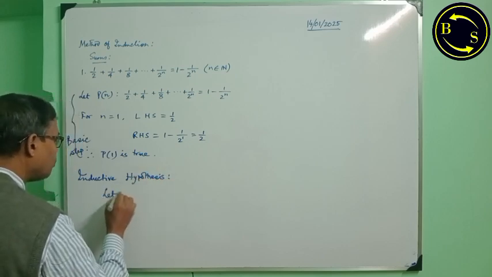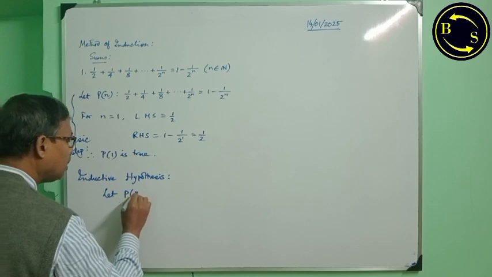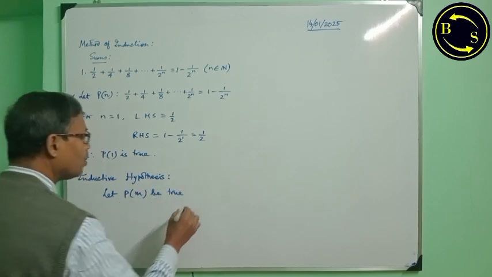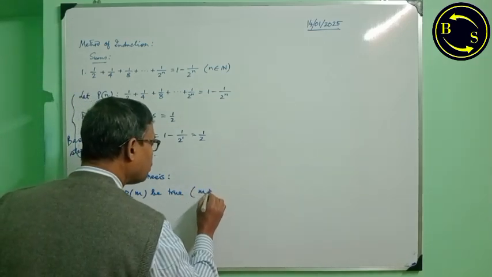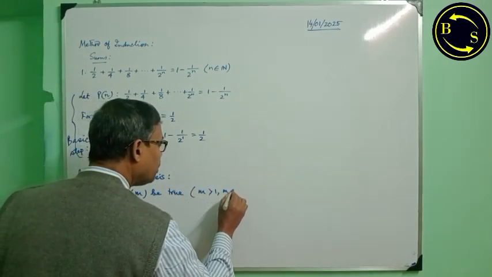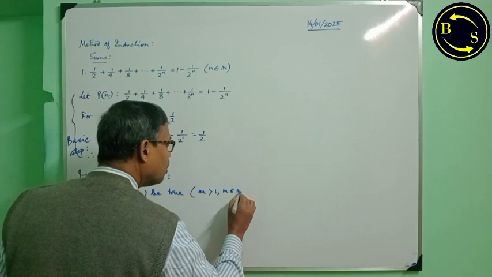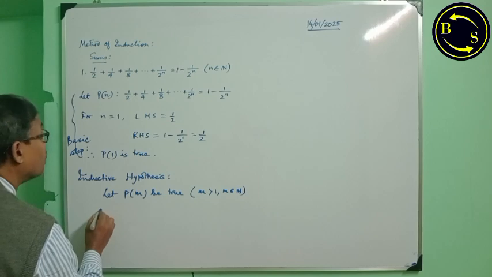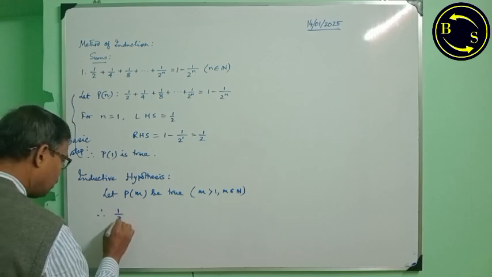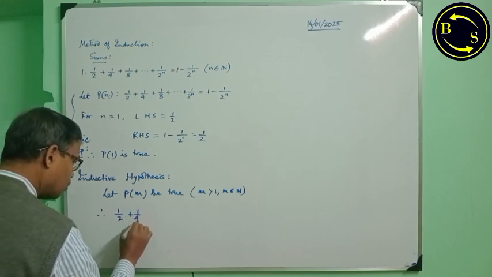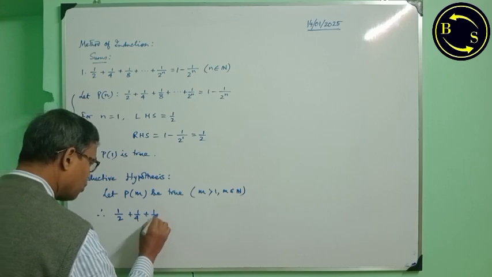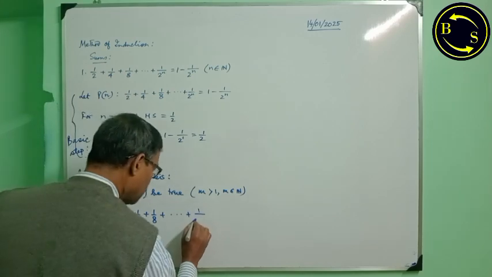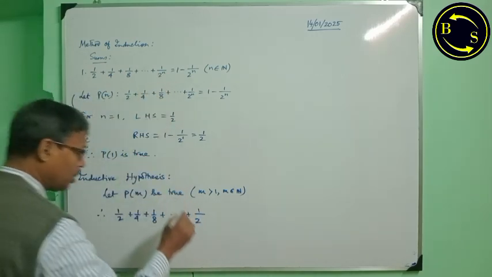Let Pm be true where m greater than 1, m is natural number. Therefore, half, 1/4, 1 by 8 plus dot dot plus 1 by 2 to the power m, just we have to replace this n by m.